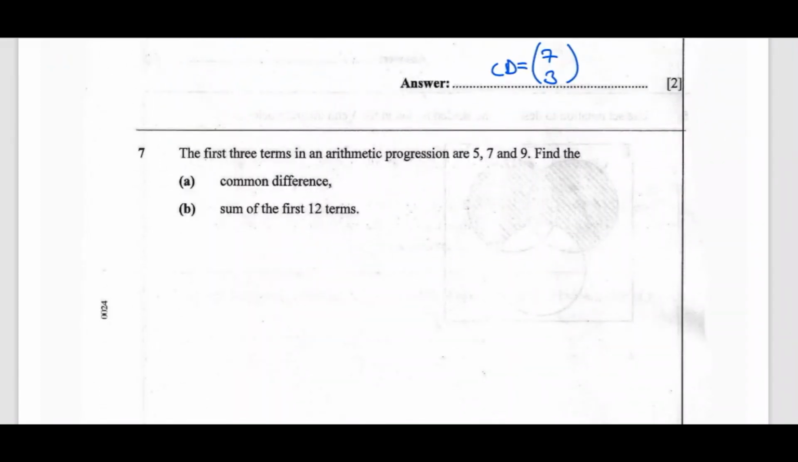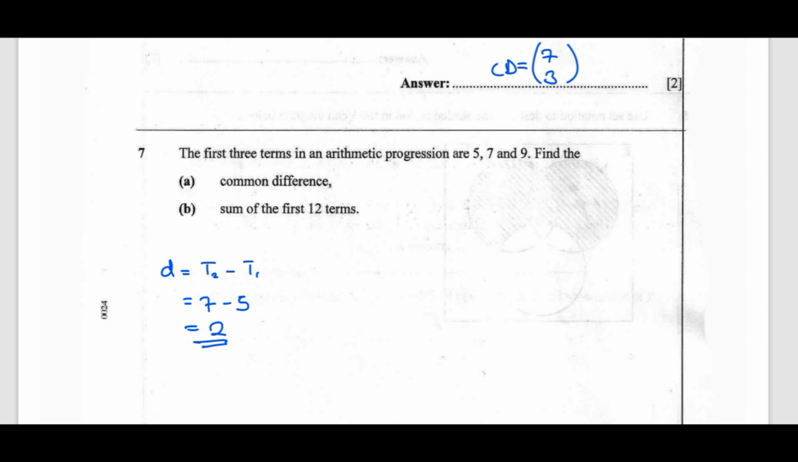Okay, so the first three terms in an arithmetic progression are 5, 7, and 9. Find the common difference. So how do we find the common difference? We have the second term minus the first term, which is 7 minus 5. And then the common difference here is 2.